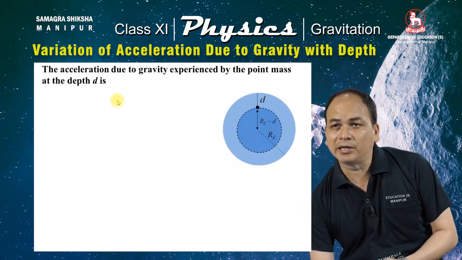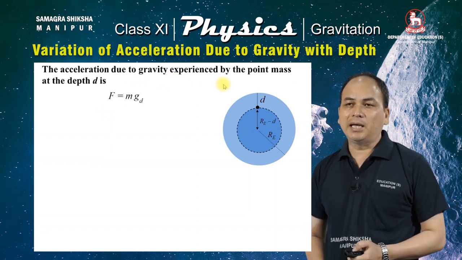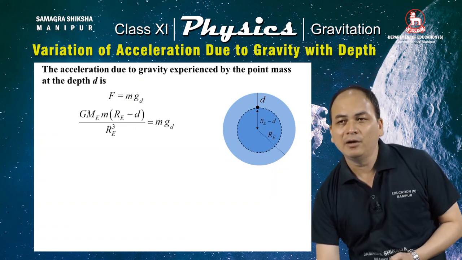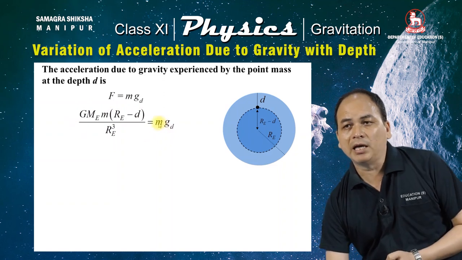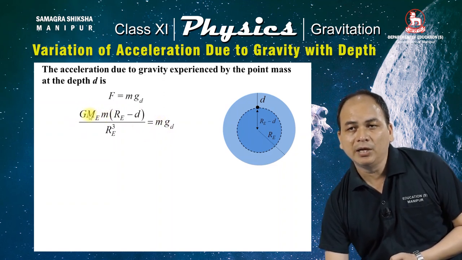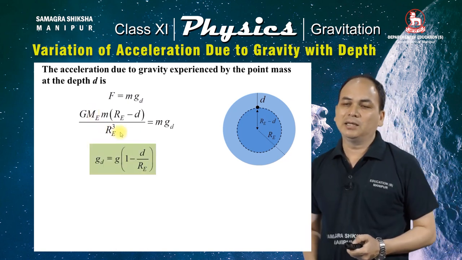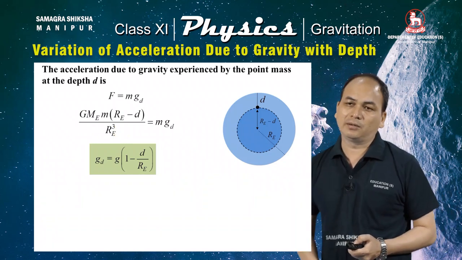You will get the acceleration due to gravity experienced by the point mass at depth d. We know that force F equals G into M into small m divided by R square. Small m cancels out. If you manipulate, you will get g_d is equal to g into 1 minus d by R_e.